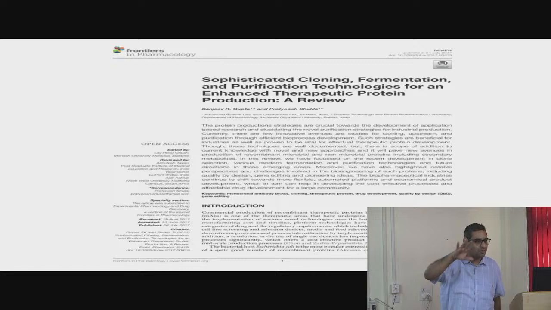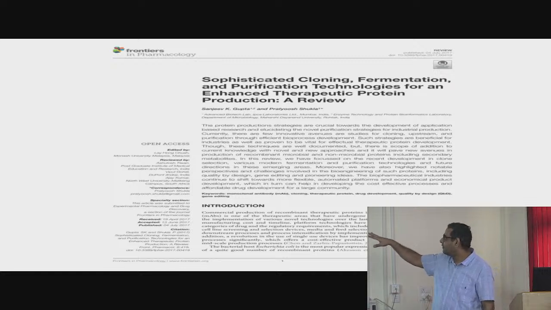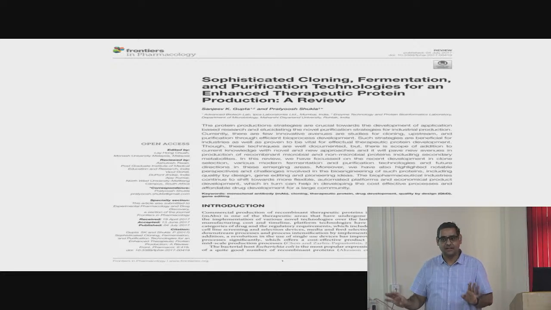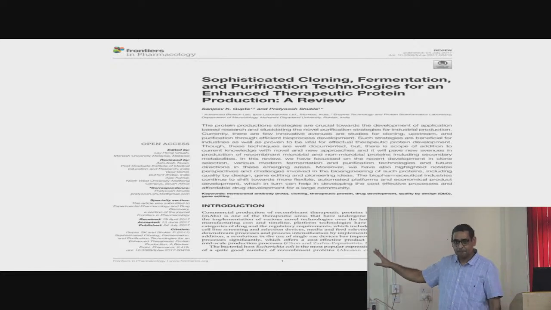Okay, this paper, the complete tutorial paper, that's why I have written it here: Sophisticated cloning, fermentation, purification for enhanced therapeutic protein production. It is also available online. You Google it, you will get it. It is free. Okay, this and PLOS One, both are free.